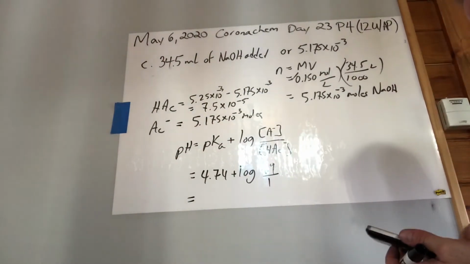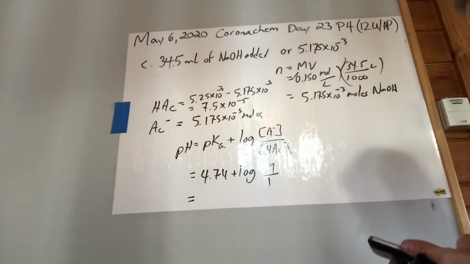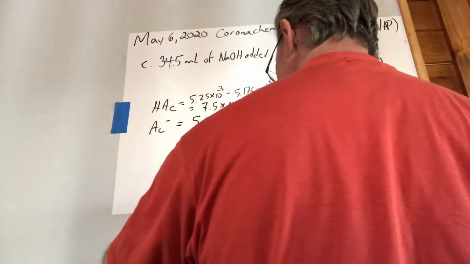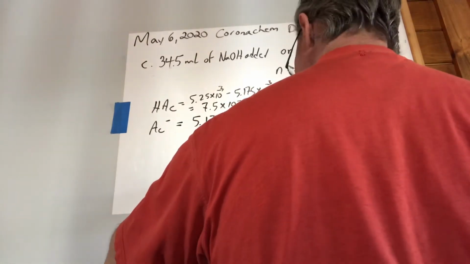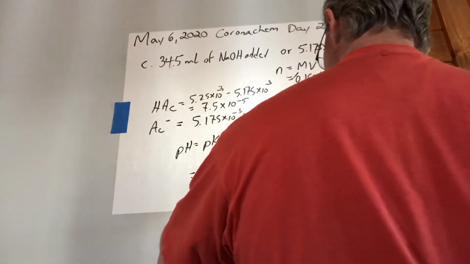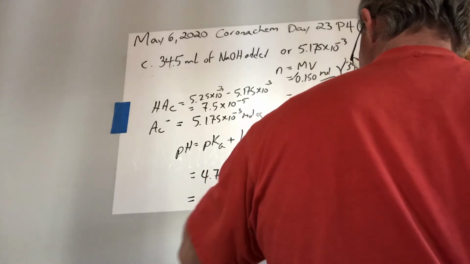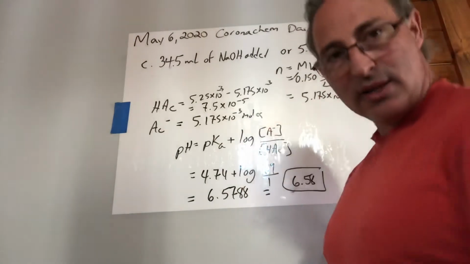Log of 69 equals 1.83, plus 4.74, and you get a pH of 6.5788. So when you report it, you're going to say 6.58. That's the pH just before the equivalence point.